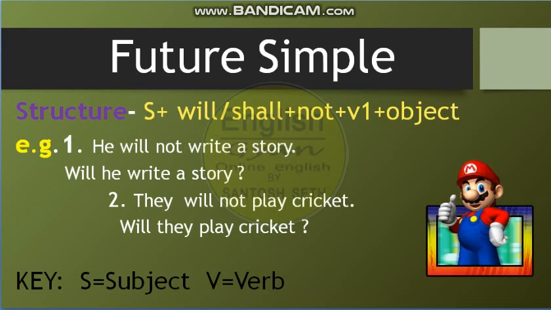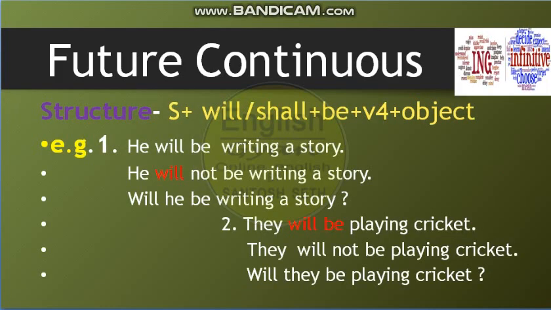So by putting not after will, we can make it negative, and when we make it interrogative, you have to use the helping verb will in the beginning. Like, he will not write a story, will he not write a story? That can also be one way. Now, future continuous.